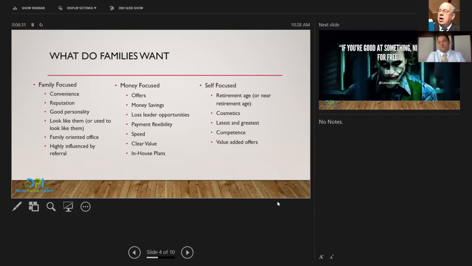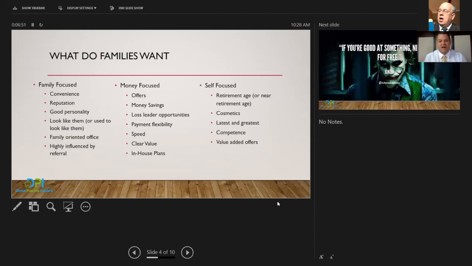They're looking to make sure that that doctor is very, very competent. That's why oftentimes younger doctors have a harder time building credibility with self-focused psychographic segment families, because they are at an age where they want to be picky. And so a younger doctor has a hard time typically building that confidence in them.